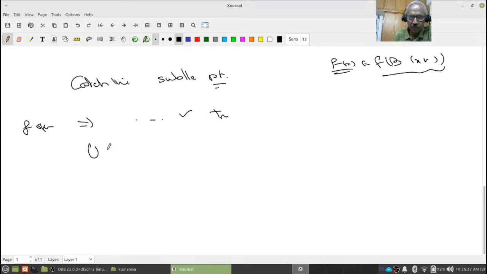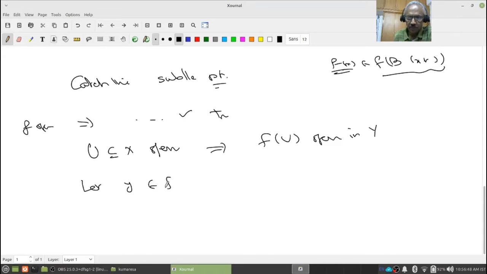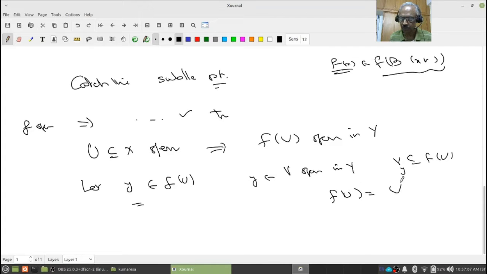Why? Suppose U in X is open, then to prove f(U) is open in Y, right? So let y belong to f(U). Then what should I show? I should show there exists an open set V so that y belongs to this and V is contained in f(U). Because for every y I am showing this, that means f(U) is open. You understand that? If you call it V_y, then f(U) becomes the union of V_y as y varies over f(U). So a union of open sets, therefore this is open. Is that clear?